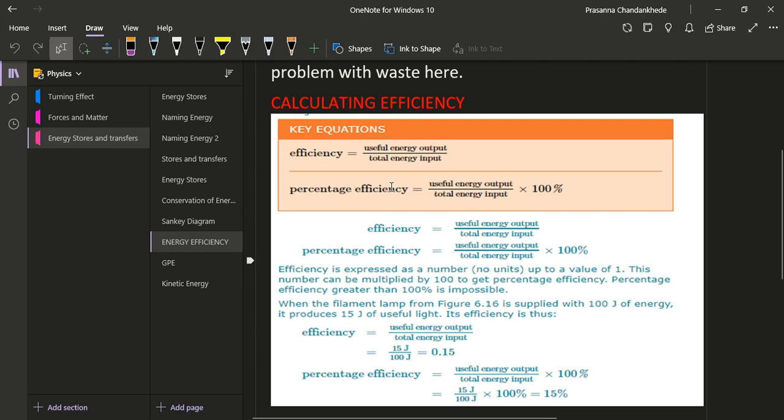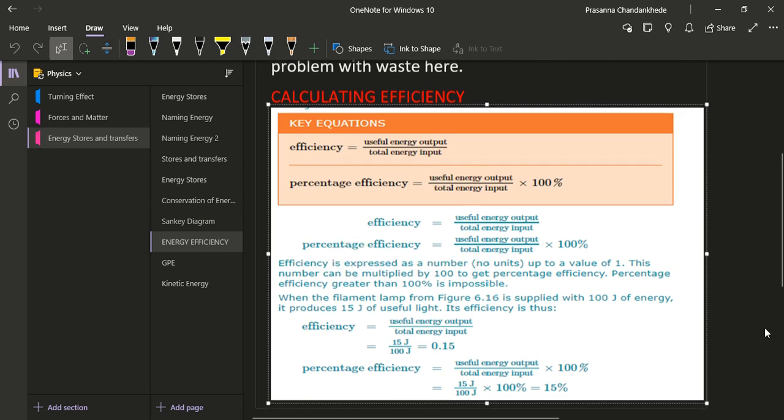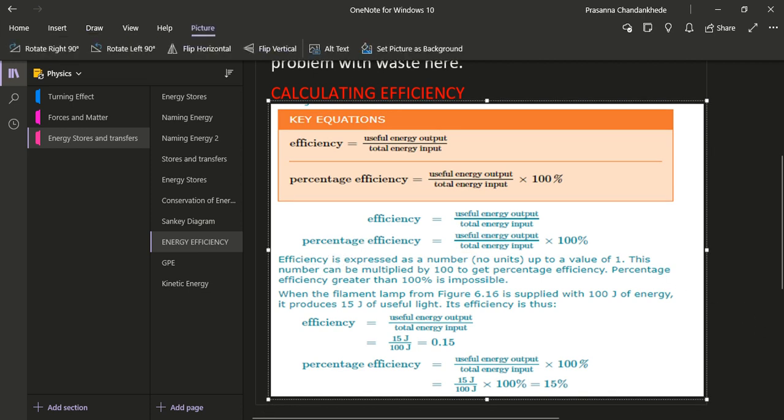The percentage efficiency is basically efficiency times 100%. So efficiency is expressed as a number, so it has no units, up to a value of 1. This number can be multiplied by 100 to get percentage efficiency. Percentage efficiency greater than 100% is impossible. So efficiency will always be below 1 or equal to 1. And when you convert it to percentages, it will always be 100% or below 100%. Going above 100% is impossible.